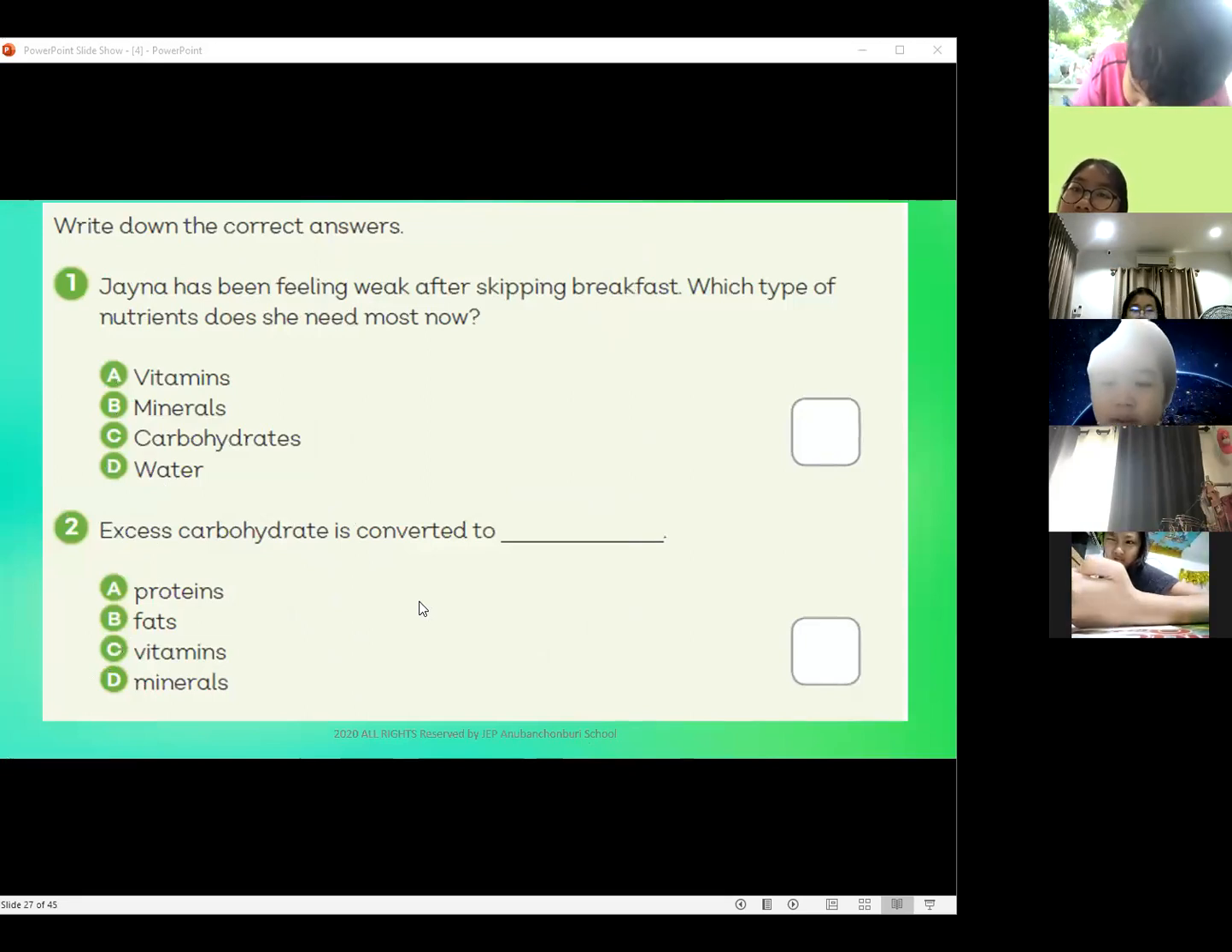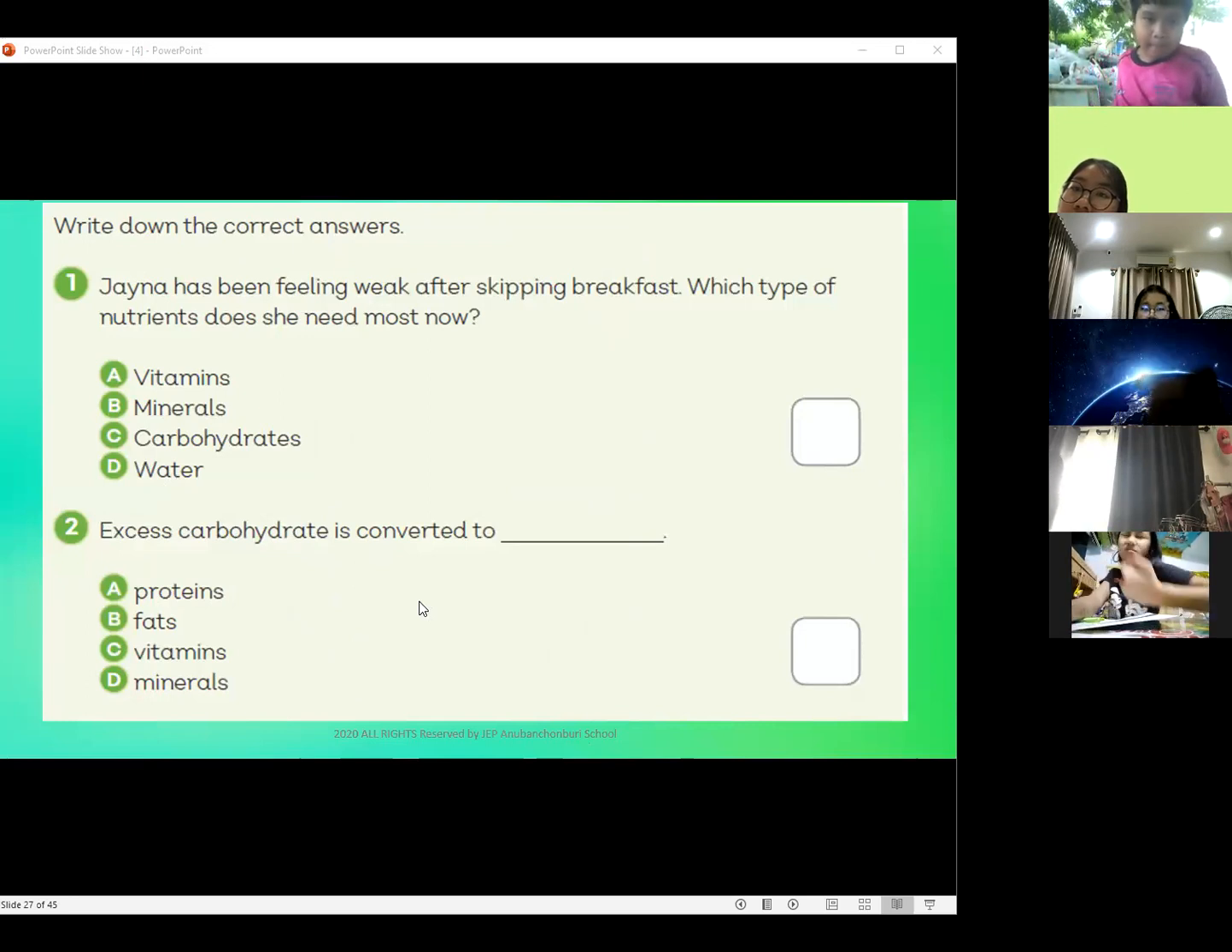Number 1, Jaina has been feeling weak after skipping breakfast. Which type of nutrients does she need the most now? No energy. So what food, or what nutrients? Vitamins, minerals, carbohydrates? Carbohydrate. Number 14, your answer is? Carbohydrate. Very good. That is correct.